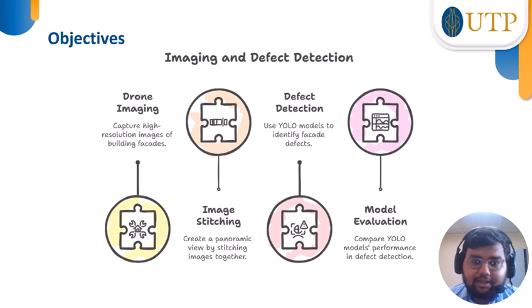Our objective is imaging and defect detection. We have four main objectives. First is the drone imaging. We'll capture high resolution images of glass facades. Then we're going to stitch them. We'll stitch small HD images into a very big image, which will give us a high quality image for the final output. And then we will use the YOLO algorithms to detect the defects in the image. And then finally, we're going to evaluate our models. We're going to use three models, mainly V8, V11, and V12, and then we'll compare the YOLO model performances.